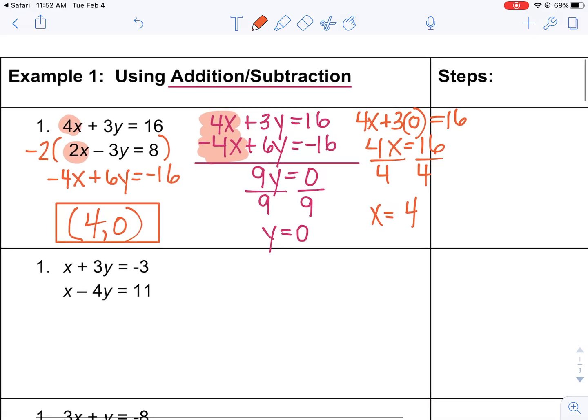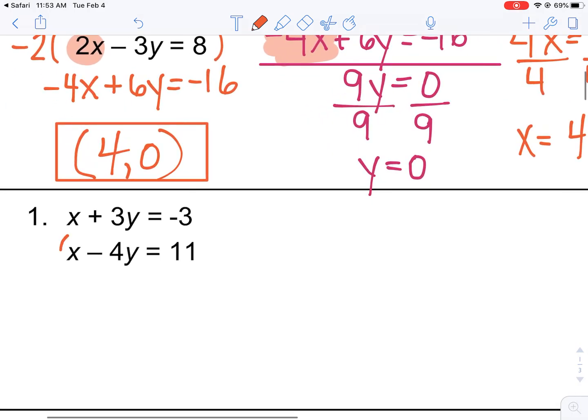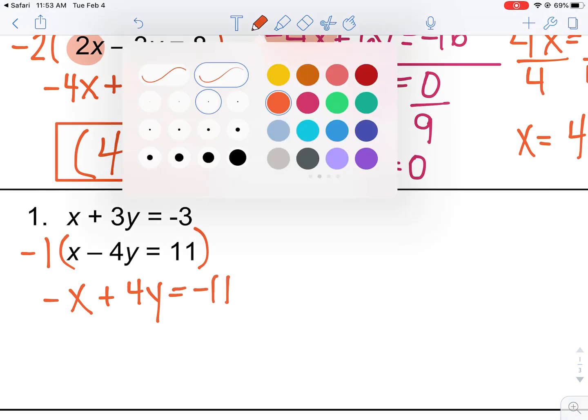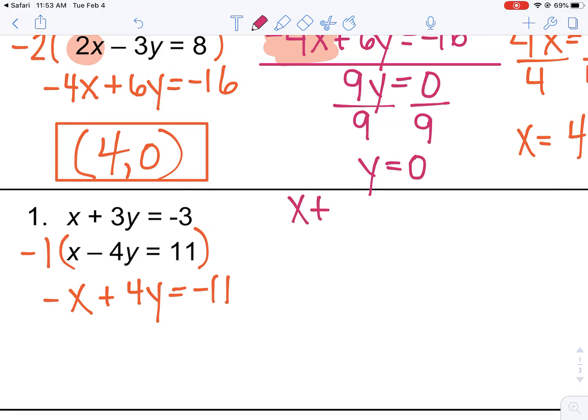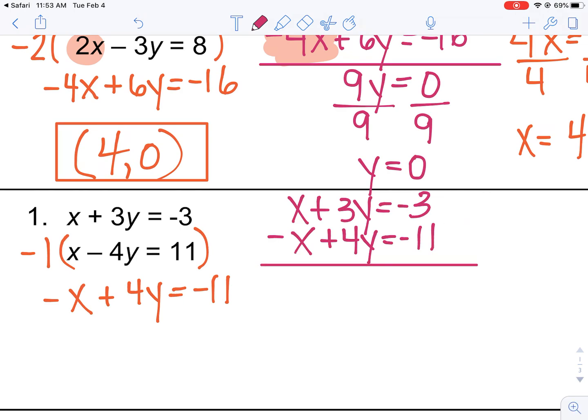Looking at this next one, I can see I have both at 1x, and then I have a 3y and a -4y. So if I want to go about eliminating my x, if I added those together right now, I would get 2x. So what I'm going to do is I know I can multiply this equation by -1. That will give me my -x, it will give me positive 4y, and it will give me -11. Now I can put these equations one by another, and my x's should add out to be 0. If they don't, that means you've done something wrong in distributing that number with multiplication.